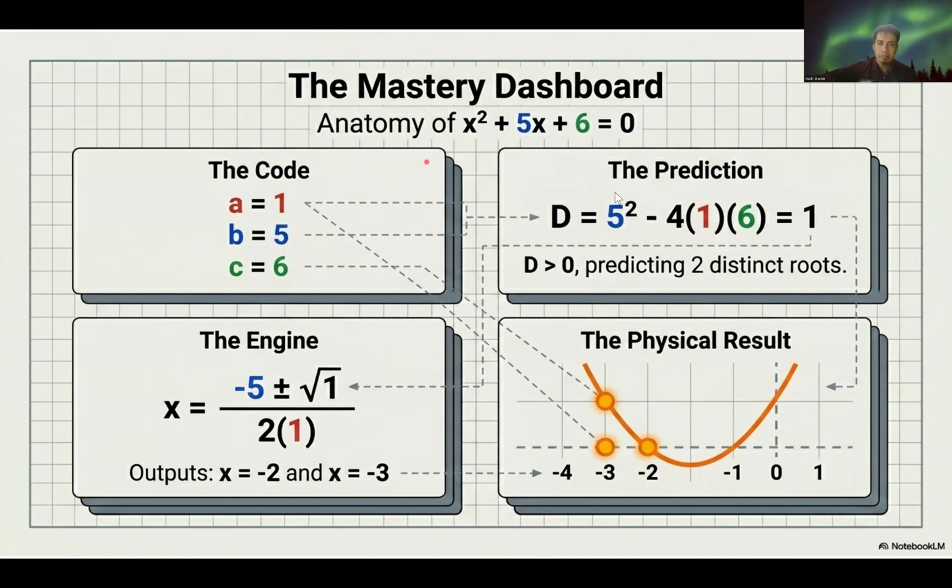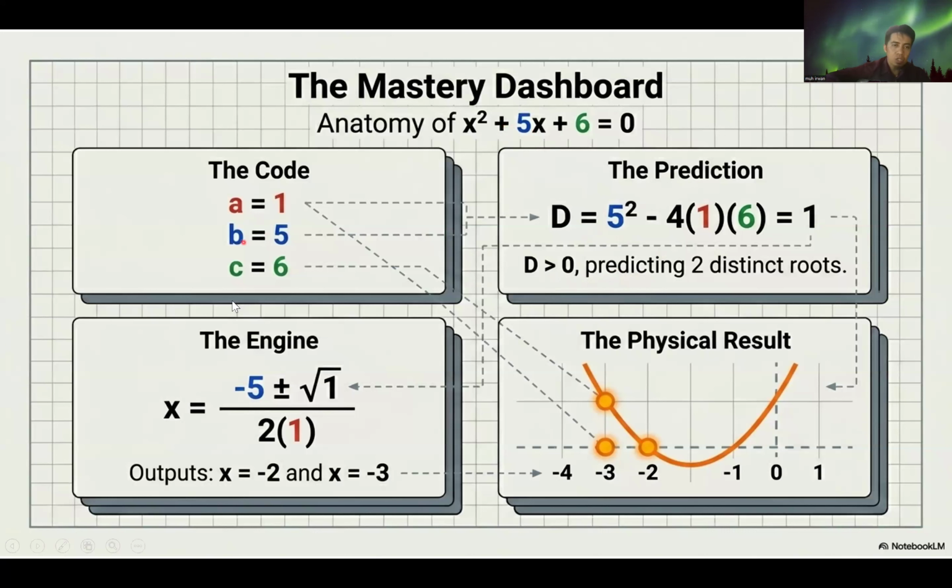So we can find the discriminant value using the formula of the discriminant: b squared minus 4 times a times c, with a equals 1 and b equals 5. We substitute the values into the discriminant formula, and we get the discriminant equals 1. So we can predict this equation has two distinct roots.